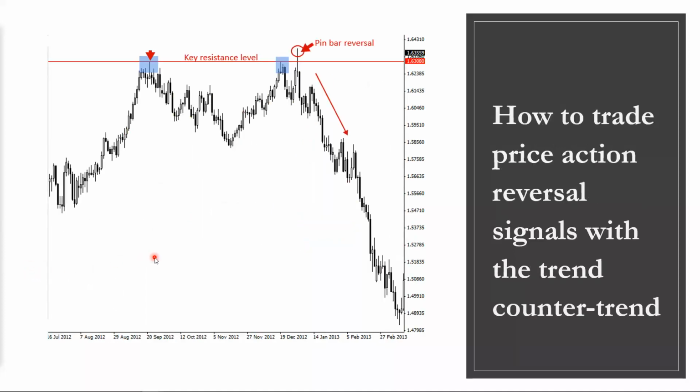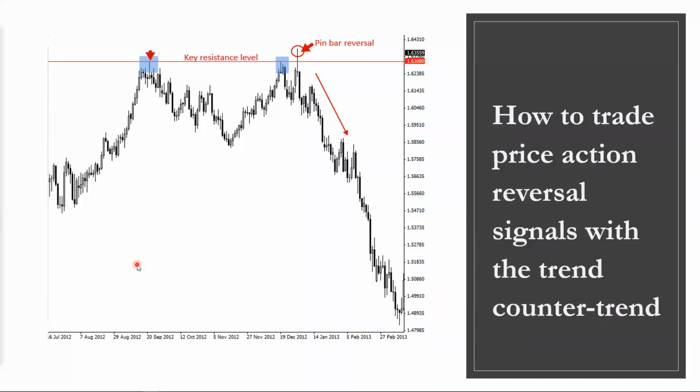So let's talk about how we trade price action reversal signals. Price action reversal patterns can be used as counter trend trades as well. Whilst it's a bit more advanced to trade counter trend, there are some simple things you can look at to put the odds in your favor when trading against the trend.